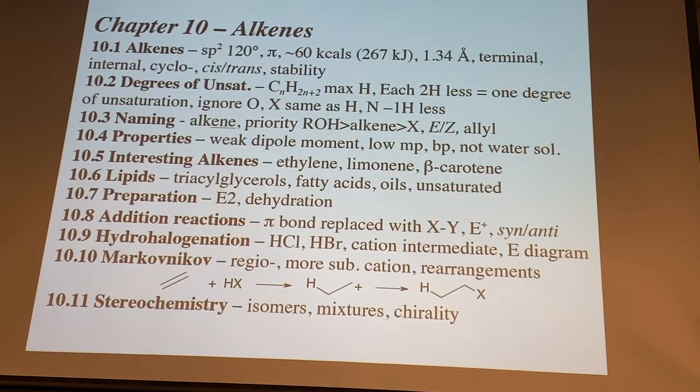So the pi bond is going to be replaced with some reagent X and Y, and that reagent's going to be electrophilic. So actually the alkene will always function as the nucleophile in this case. The reagent is the electron deficiency. So here's our first one, hydrohalogenation. I told you they all start with H, and there's 5 of them, so we can kind of keep track of them here. Hydrohalogenation, what does that mean?